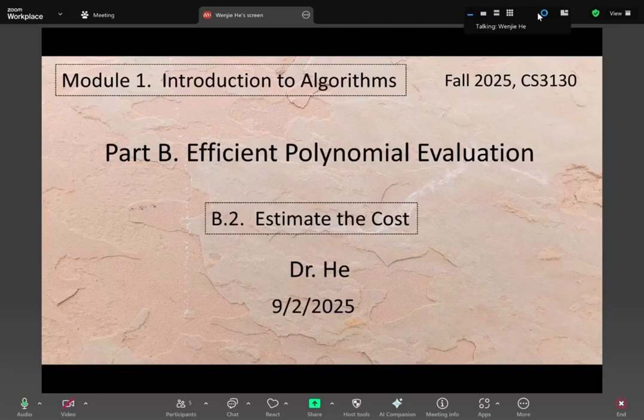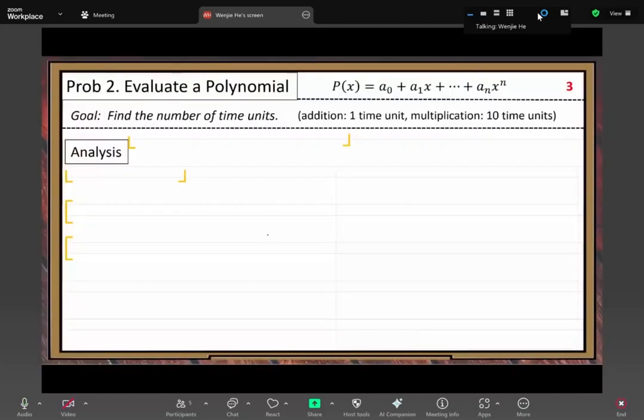Now we need to estimate the cost. Subproblem 1: count the number of additions. Now we need to do the counting. How many additions? We need to count the number of additions. Here, let me introduce a counting method.